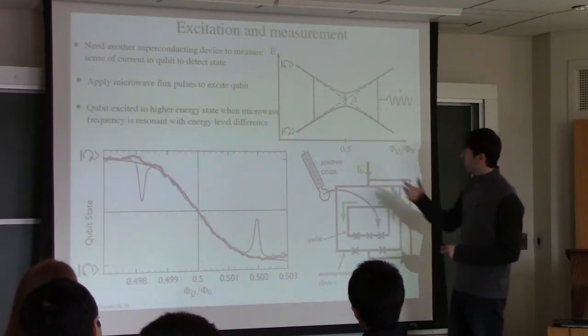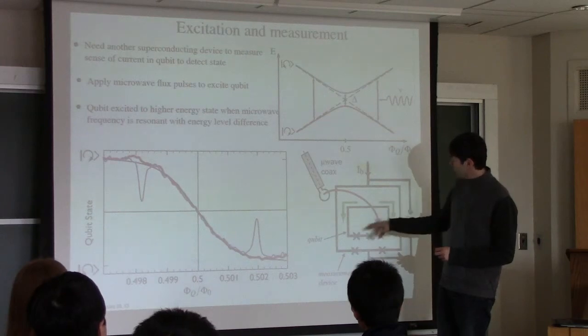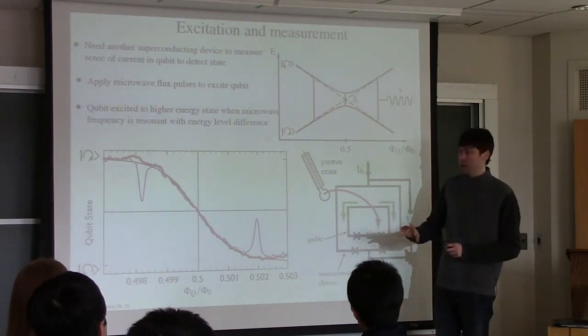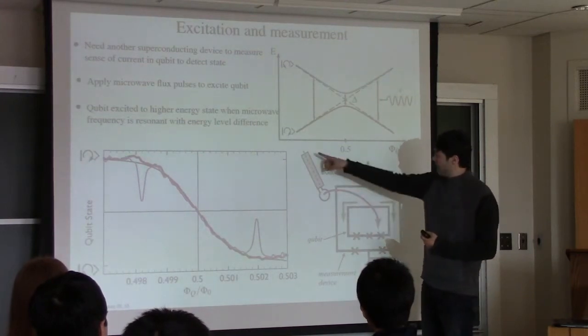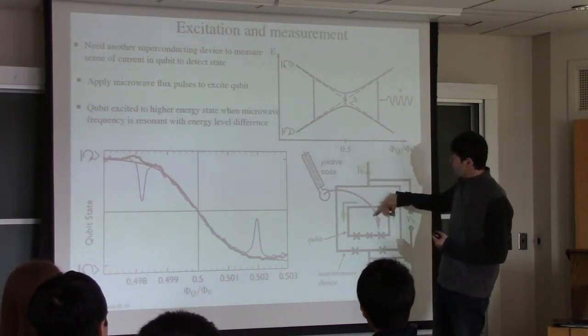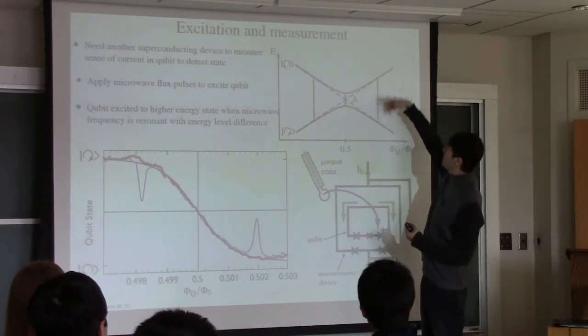So then we also need to control this qubit, and that we do with microwaves. Remember, we tune the parameters of this circuit such that these splittings correspond to some gigahertz frequencies. So we have to apply microwave signal. And when the microwave signal is on resonance with this energy splitting, we will start inducing transitions.